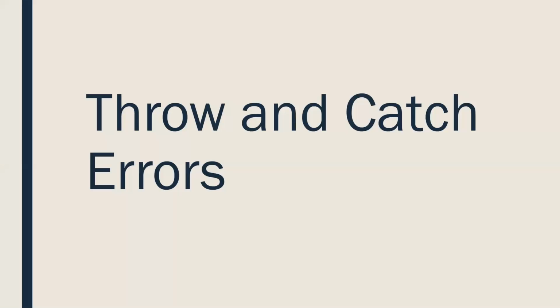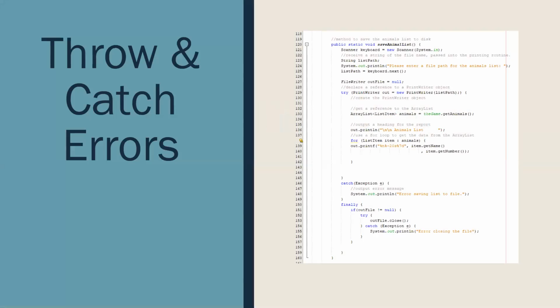Let's talk about throw and catch errors. While playing the game, if there are no methods to throw and catch an error, the program aborts or terminates. So let's take a look at an example here.